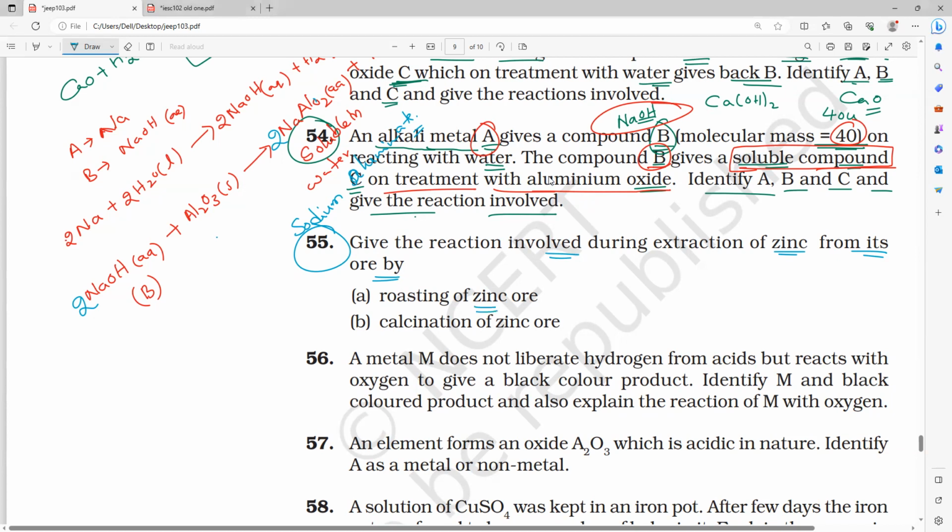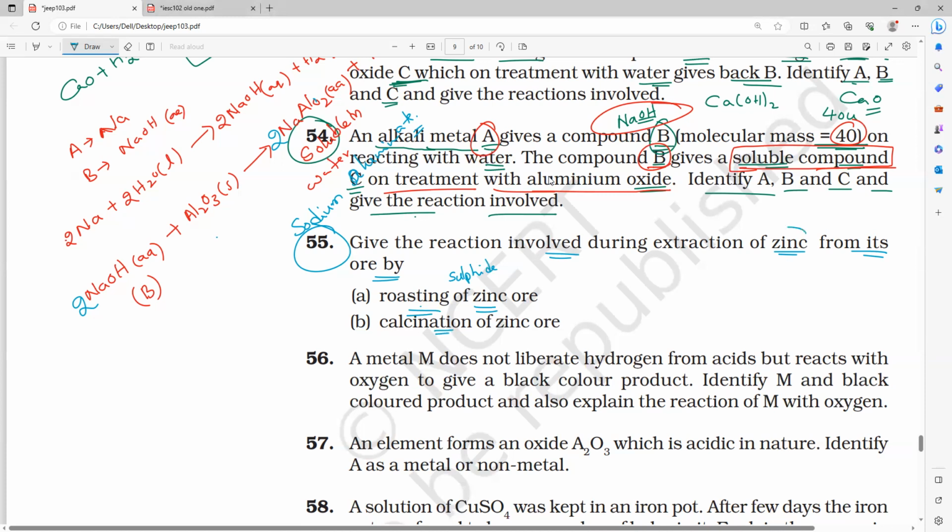Roasting of zinc means it is a what ore? Sulfide ore. Your mind should say immediately that roasting is for a sulfide ore. Presence of oxygen or absence of oxygen? Presence of oxygen. Roasting means presence of oxygen. Calcination means absence of oxygen.